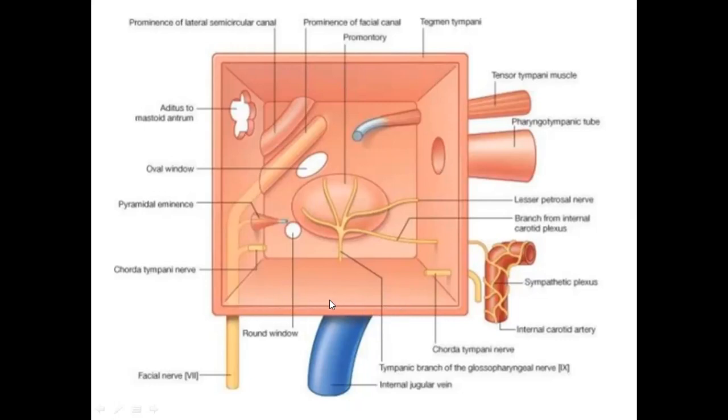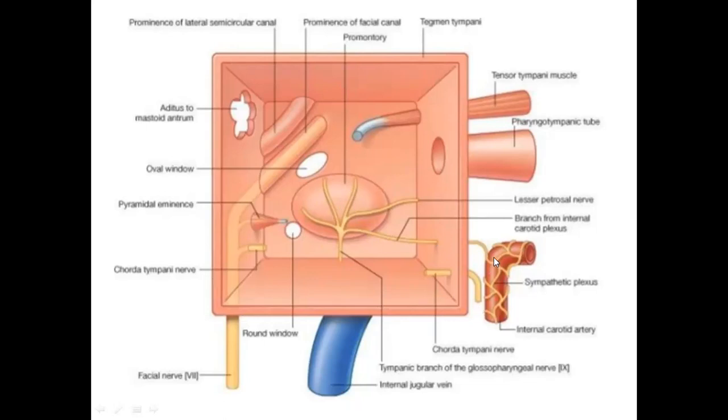tympanic cavity from the superior bulb of the internal jugular vein, and the inferior wall of the tympanic cavity is pierced by a nerve that is called the tympanic branch of the glossopharyngeal. This gives branches over the promontory and forms the tympanic plexus, and some branches from the sympathetic plexus enter into this plexus and contribute in this tympanic plexus also.